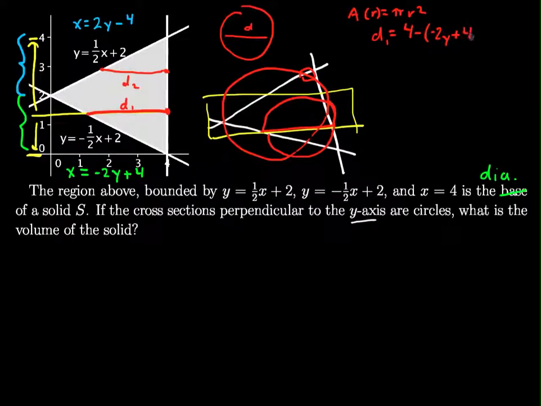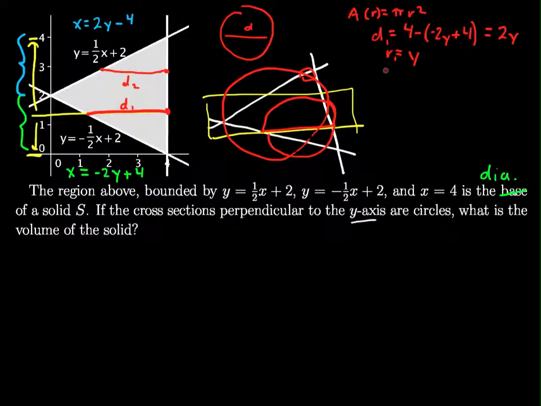And hey, this is pretty nice. The 4's cancel, and I'm left with 2y. And hey, that's even nicer. The radius 1 is half of that, which is just y. That's great. Okay.